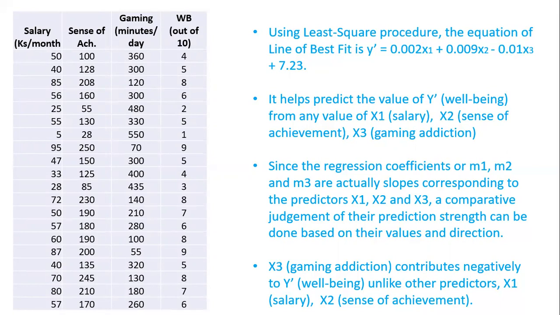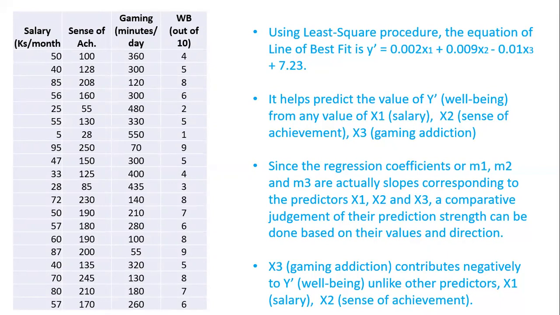And C is 7.23, which basically means that even if we remove the association of x1, x2, and x3, we find that there might be some internal processes that tell us that well-being still could be high. But then we find that as gaming addiction comes in, it has strong negative association, 0.01. And that may nullify again the positive association, which gets reflected in x2, that is sense of achievement, 0.09. So that's the interpretation that we can make.